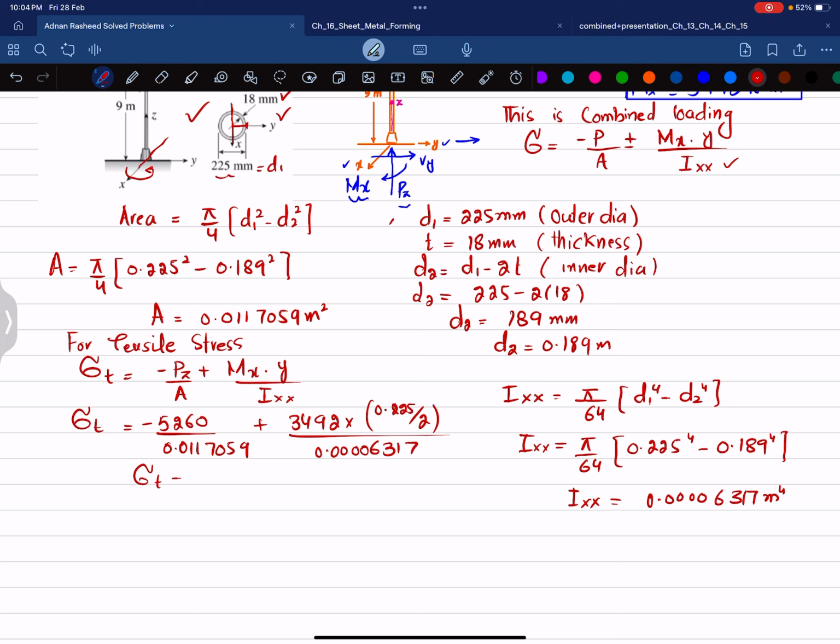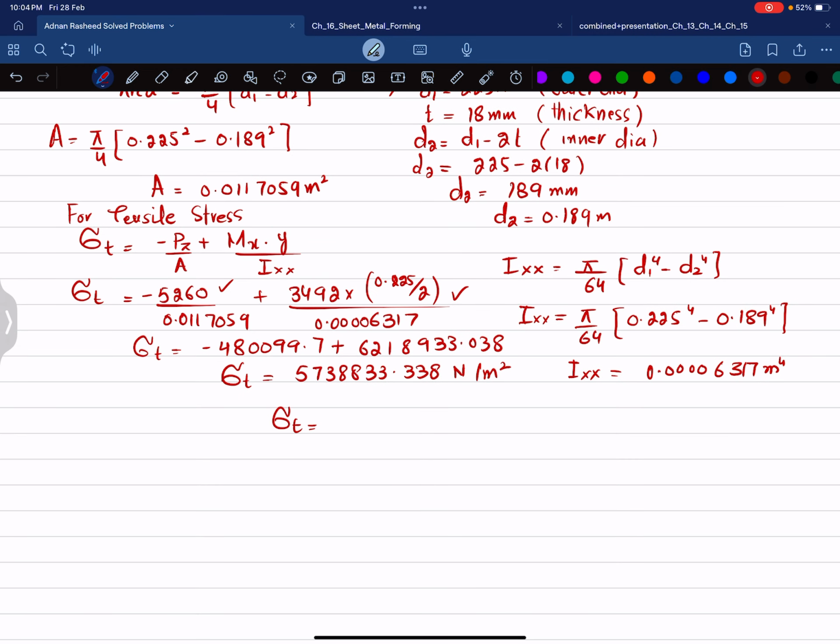So if you further simplify, the first value will give you minus 480099.7, plus this value will give you 6218933.038. When you add them, it will give you 5378833.338, and the unit will be Newton per square meter. If you want to convert it into kilopascal, because Newton per square meter is Pascal, it will be equal to 5378.833 kilopascal. Or if you want to convert it into megapascal, this tensile stress will be 5.38 megapascal. So this is the tensile stress.